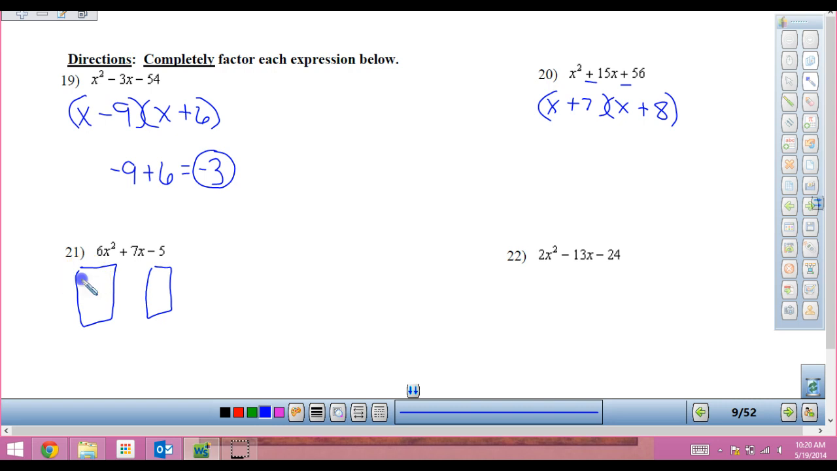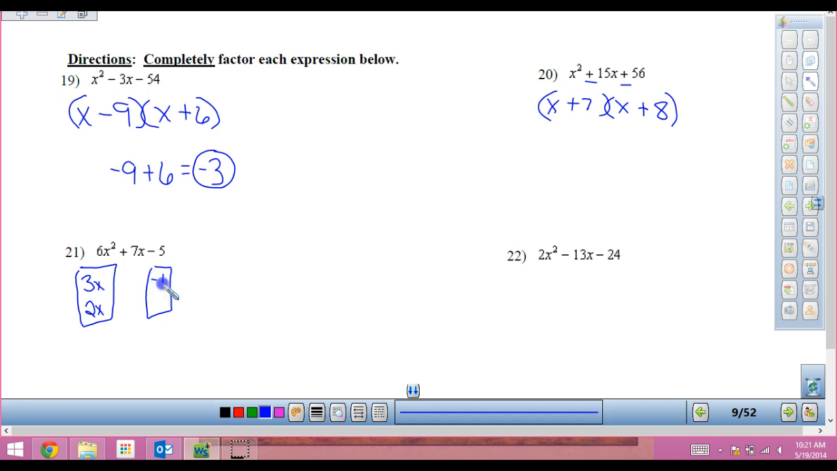Okay, so I'm going to try 3x and 2x. That'll multiply together to get to 6x squared. And then if I want to get to negative 5, I can use negative 1 and positive 5, or I can use negative 5 and positive 1. So we've got to kind of figure out where they go.